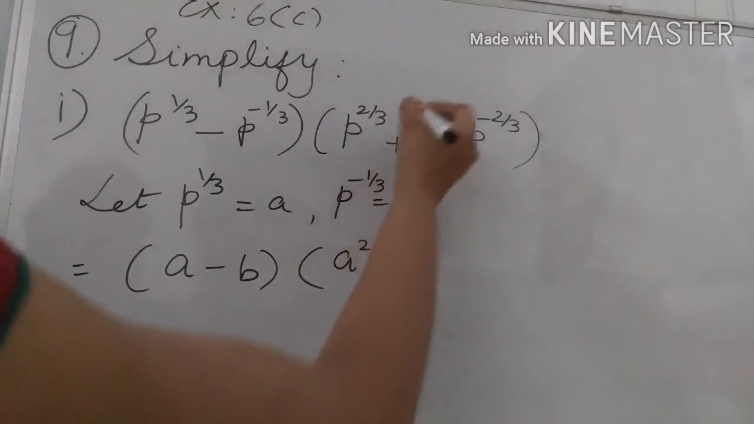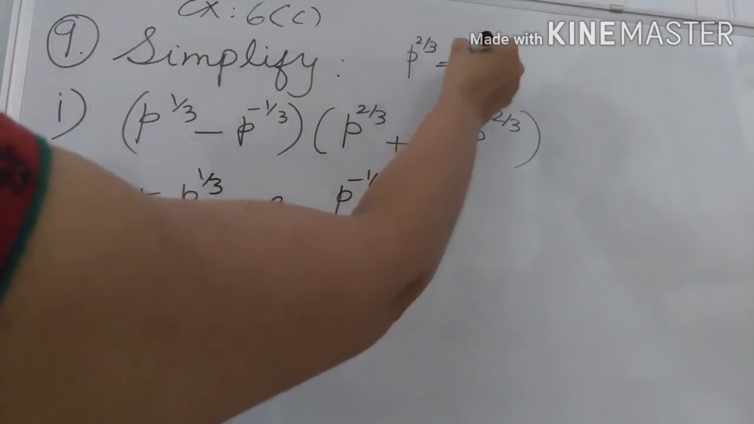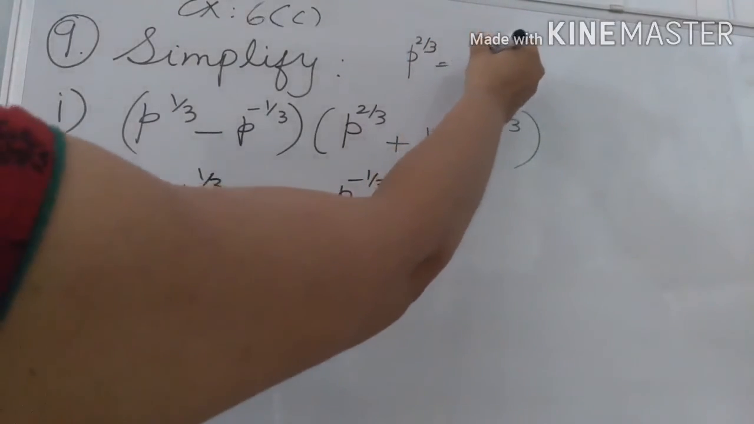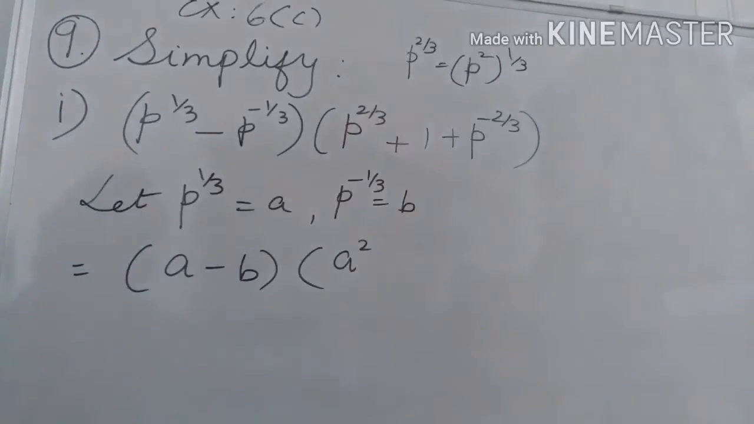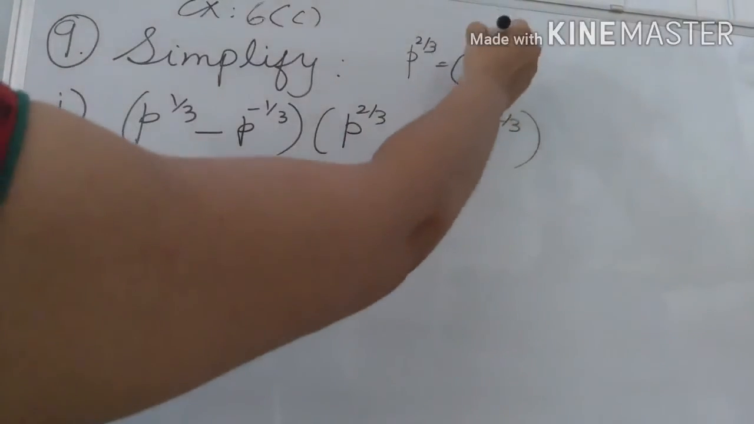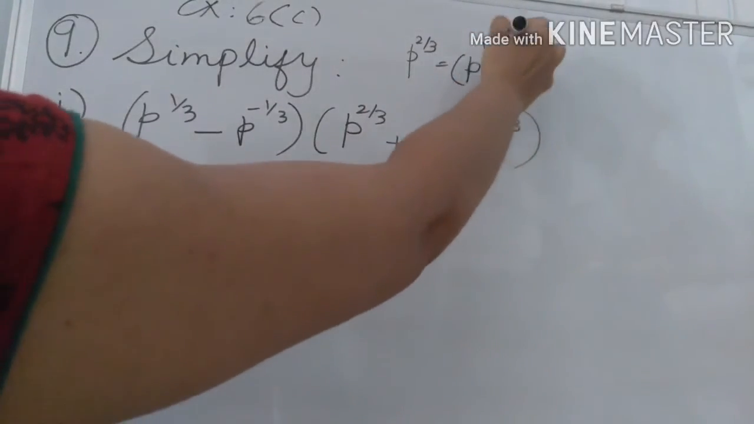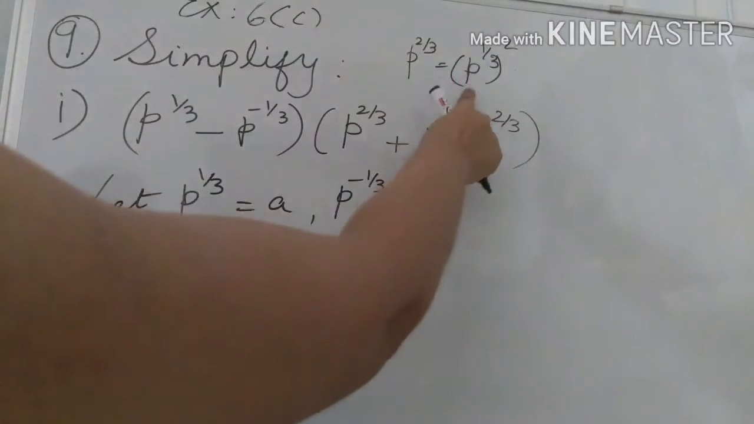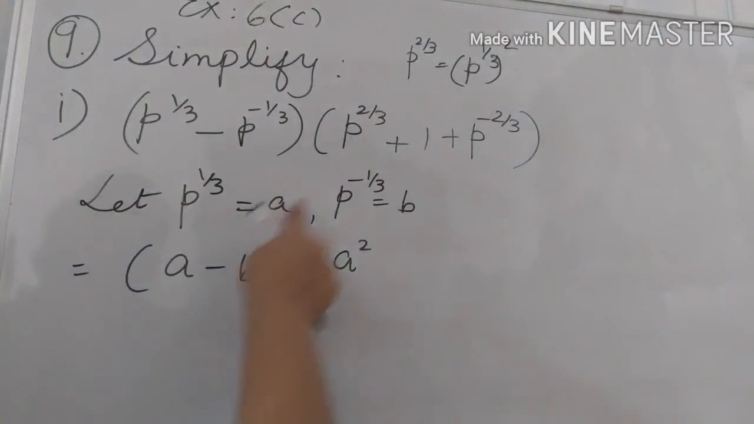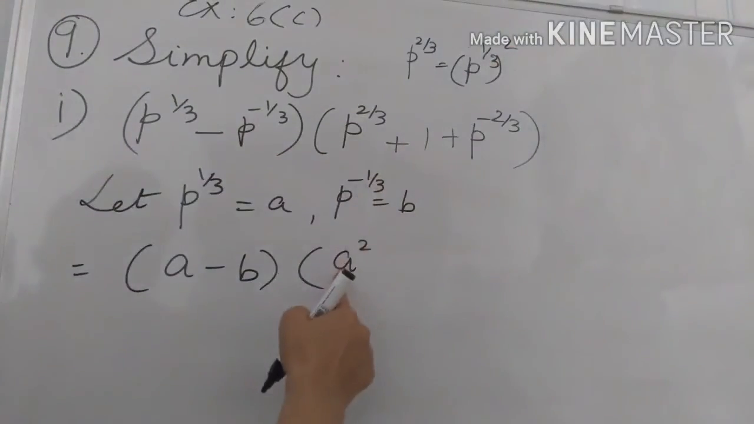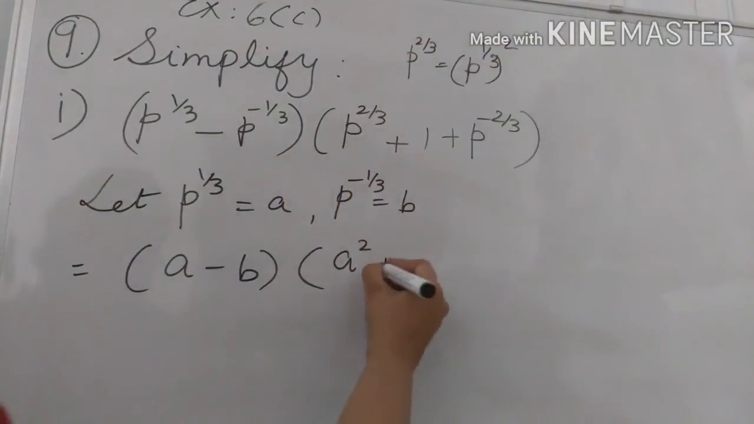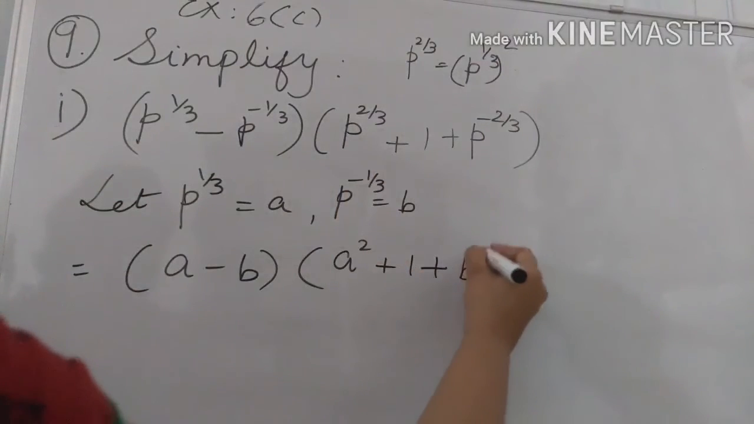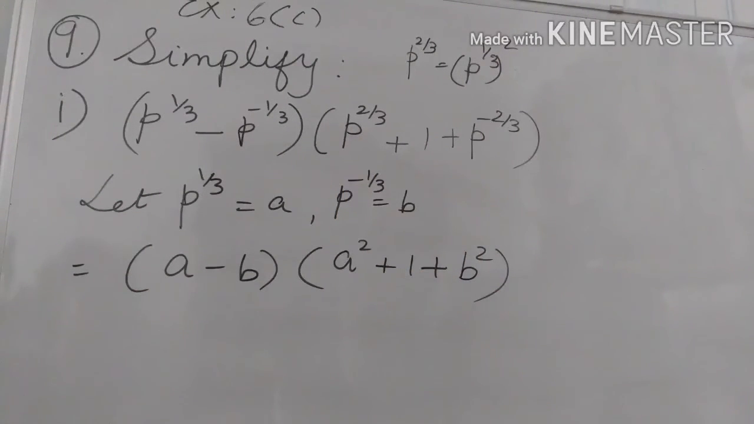So here students, this p raised to 2 by 3 is nothing but, what is it? 2 in the bracket and 1 by 3 outside. We can write it like this, or you can say 1 by 3 inside and square outside, so that in multiplication we get 2 by 3 only. So what is the value of p raised to 1 by 3? A. And square, so we can write A square as 2 by 3, plus 1, and this is B square accordingly. So this is what we have changed our equation.